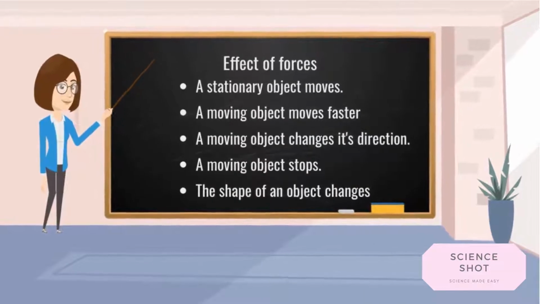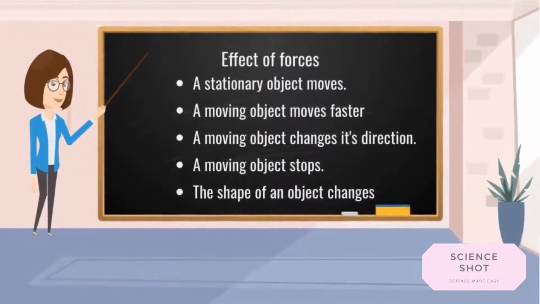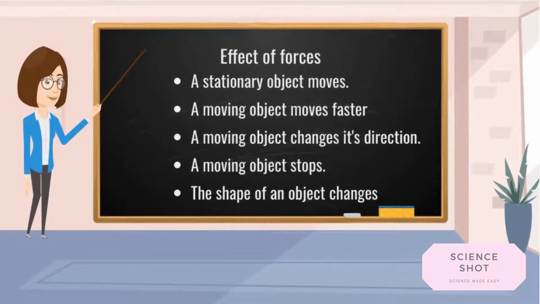Now, let us try to know what happens when a force is applied to a body. When a force is applied to a body, a stationary object moves, a moving object moves faster, a moving object changes its direction, a moving object stops, and the shape of the object changes.